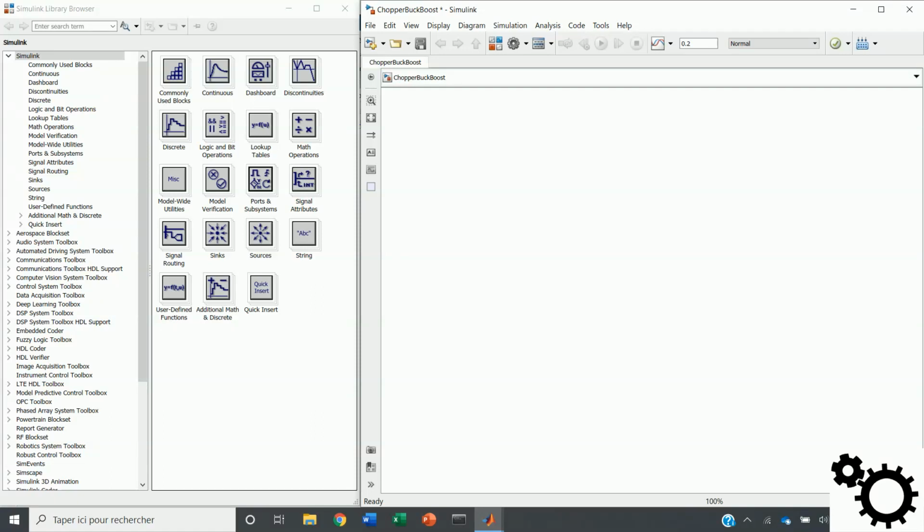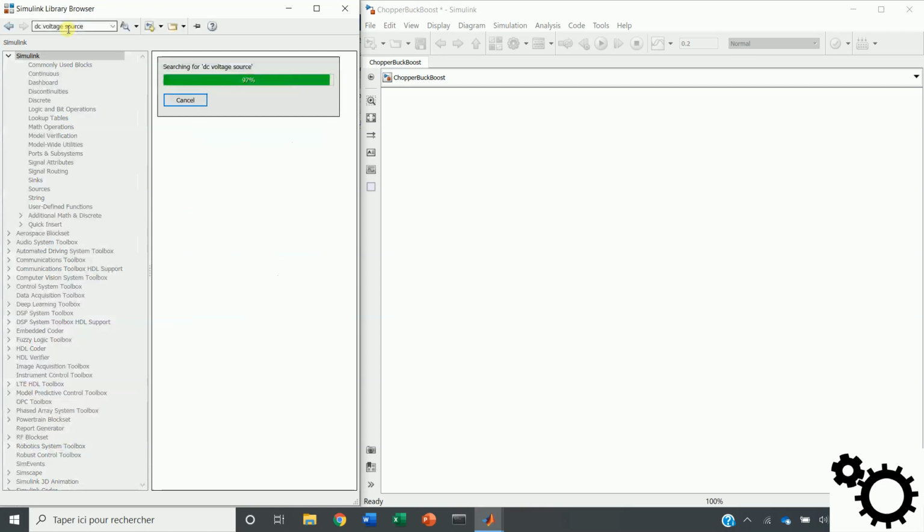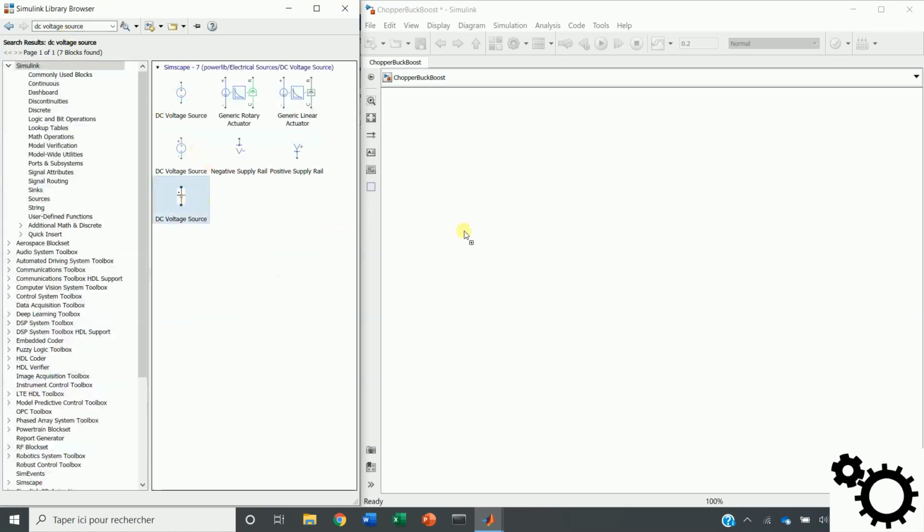Hello, today I would like to show you how to build a buck boost converter with Simulink. The buck boost converter regulates a DC output voltage at a level that can be lower or greater than the voltage source. For it, we need a DC voltage source. We can choose, for instance, 20 volts.